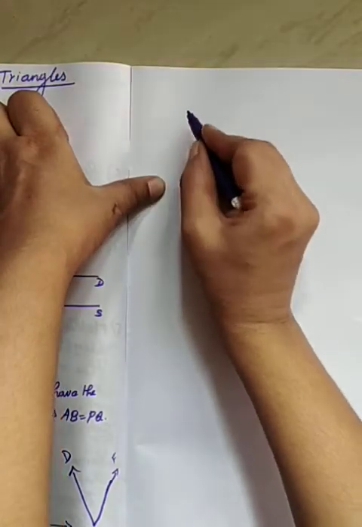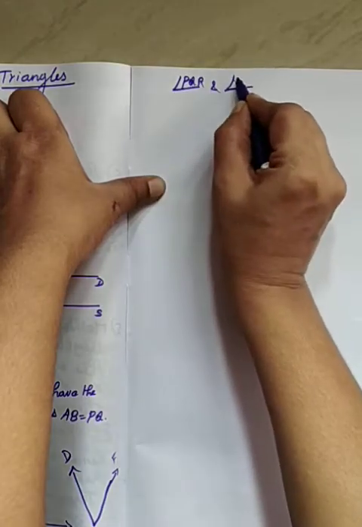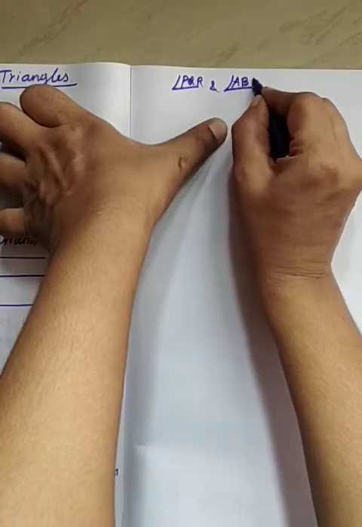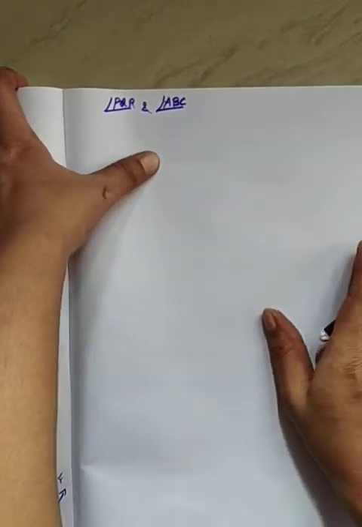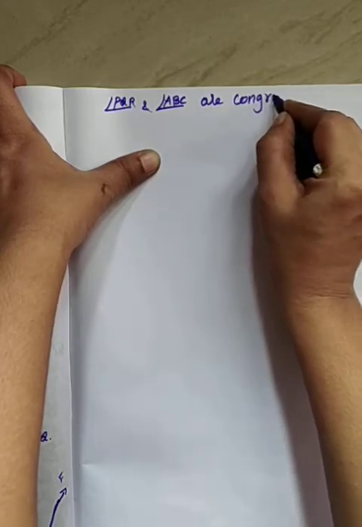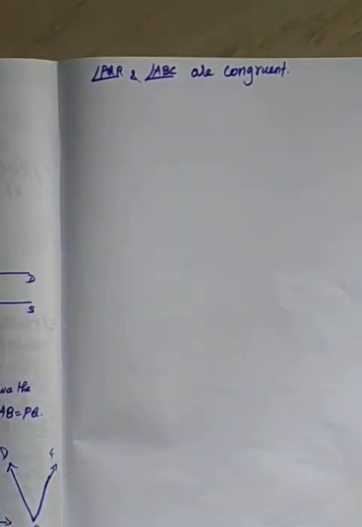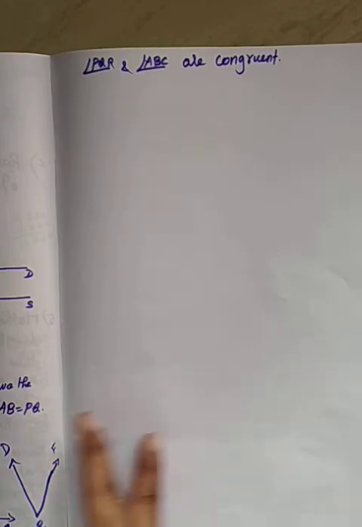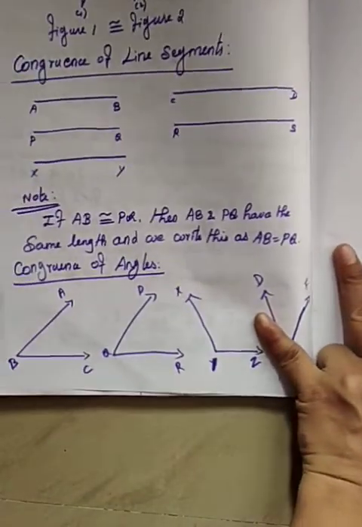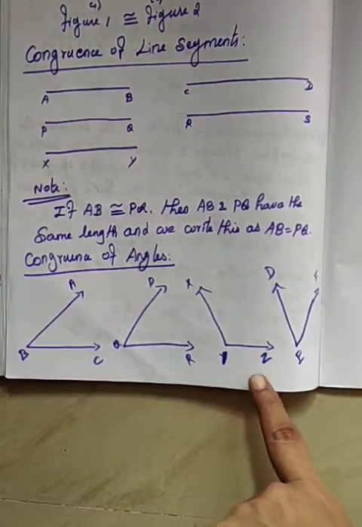From this observation we conclude that angle PQR and angle ABC, these two angles, are congruent. Clear everybody? Okay. Now, repeat the above procedure for angle XYZ.